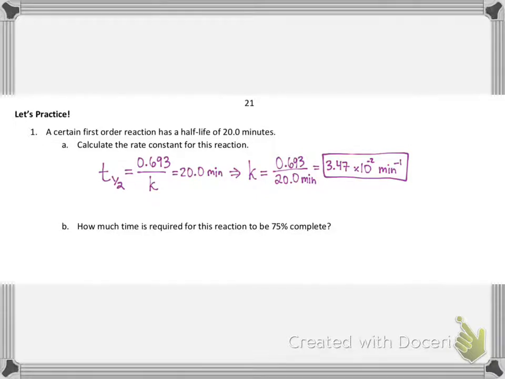Okay, so now it says, how much time is required for this reaction to be 75% complete? Well, 75% complete means only 25% of your reactant is left. Let's look at this. If I start off with 100%, and then when one half-life passes, I'll have only 50% left. And then if another half-life passes, only 25% will be left. Well, 25% remaining is 75% complete. So this reaction must need to run for 2 half-lives. I know one half-life was 20 minutes, so 2 half-lives must be 40 minutes.